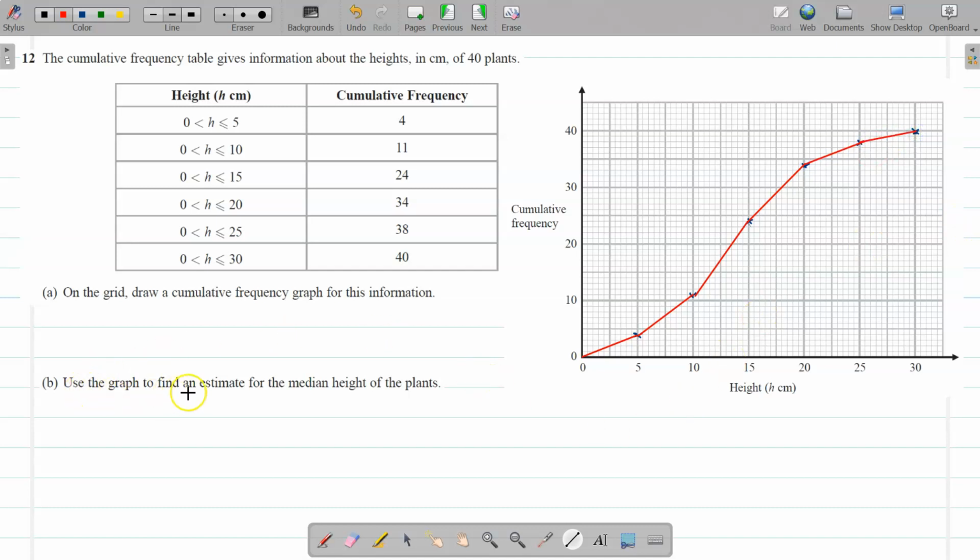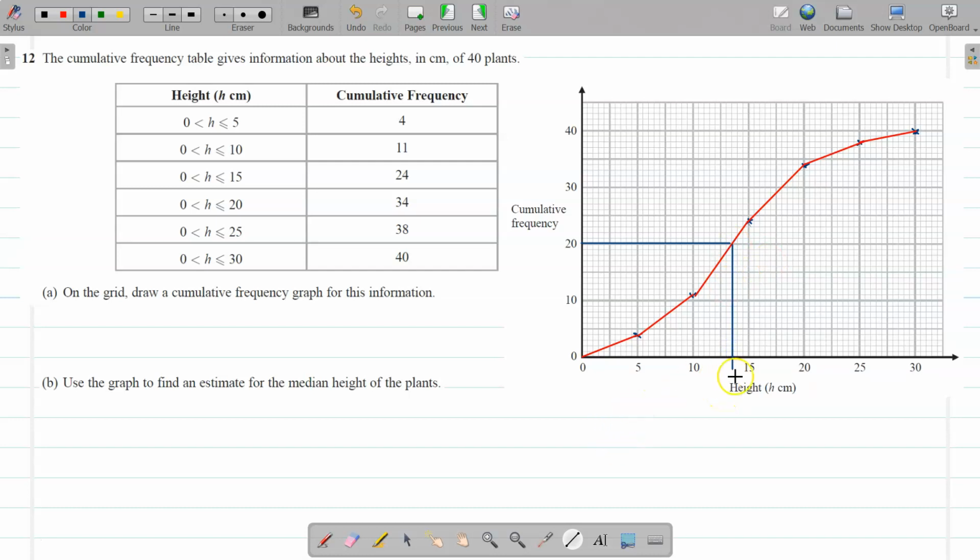Okay, and use the graph to find an estimate for the median height of the plants, the median. So basically there's 40 plants, so we need the 20th one. So what we do is we just go along to where we think the 20th one is. Well, we do a line across here. Show this on the graph. Don't just estimate it without drawing this line. Go to the curve, hit the curve, drop down, and read off that value.